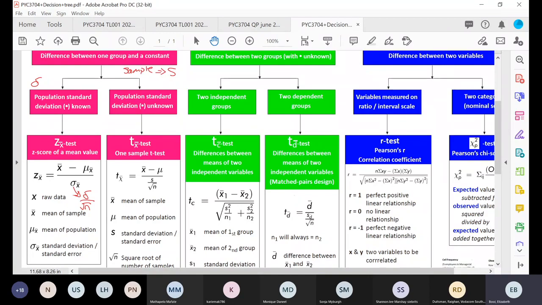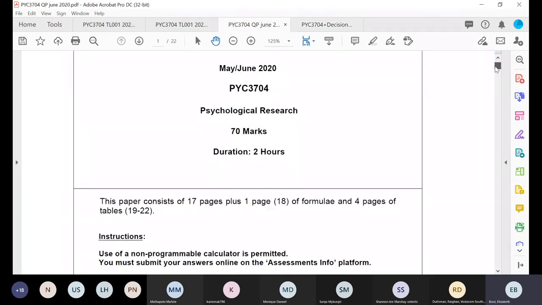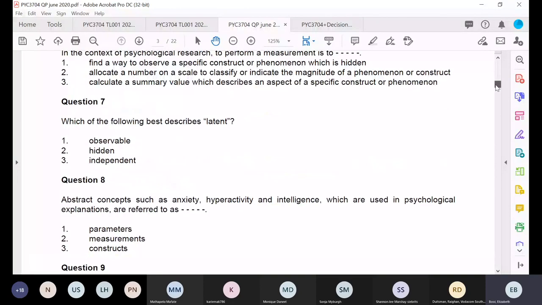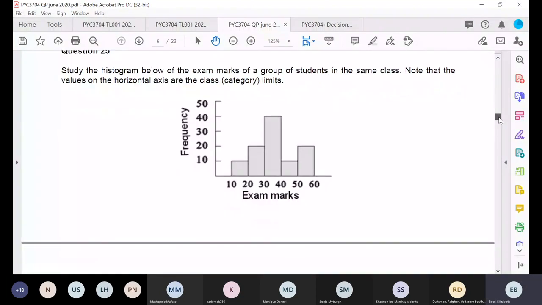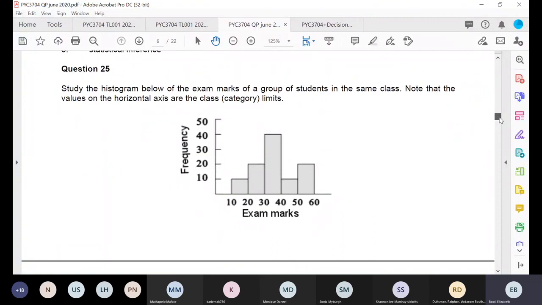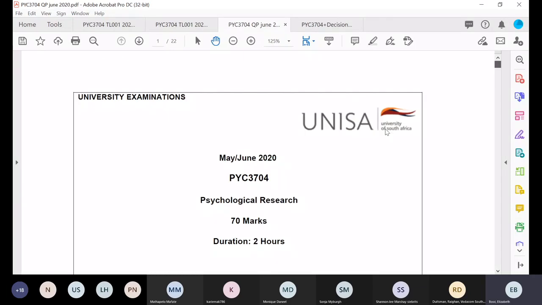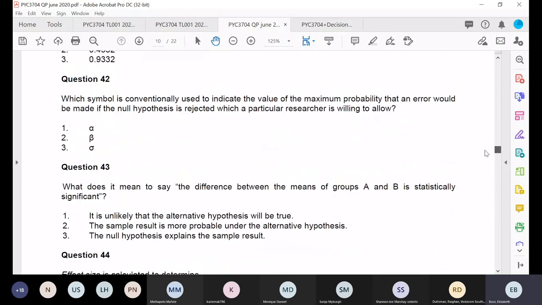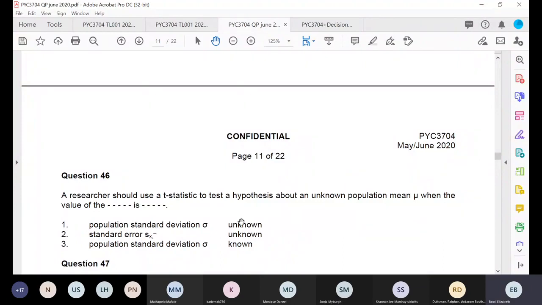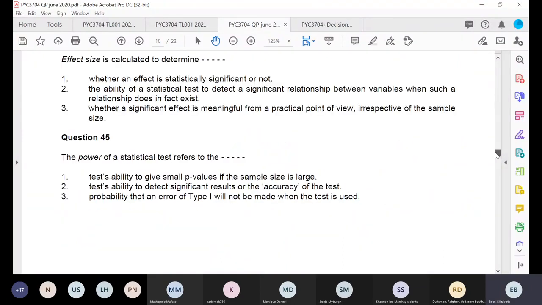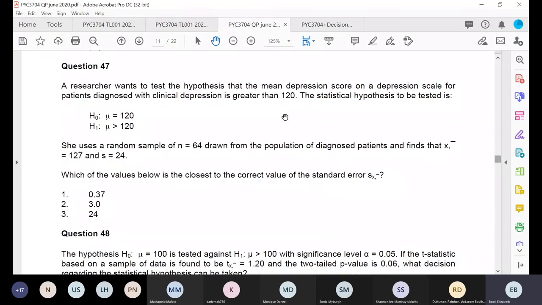One group meaning one. Let me look for an example from your study guide, from the questions that they are asking here. For example, it's only the exam marks, and they say the exam mark is more than 30%. Or we can use another one. Let's use this question here.